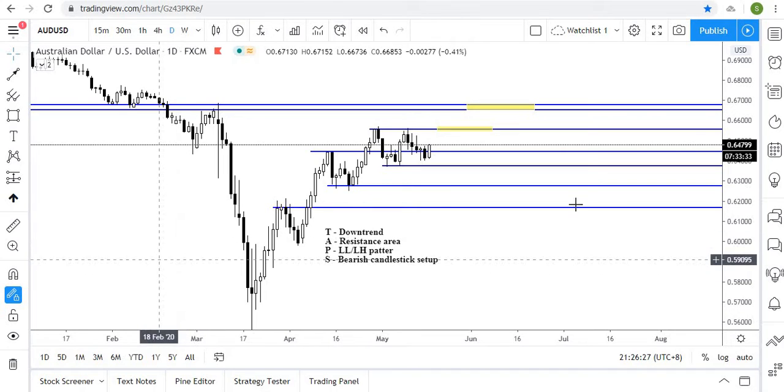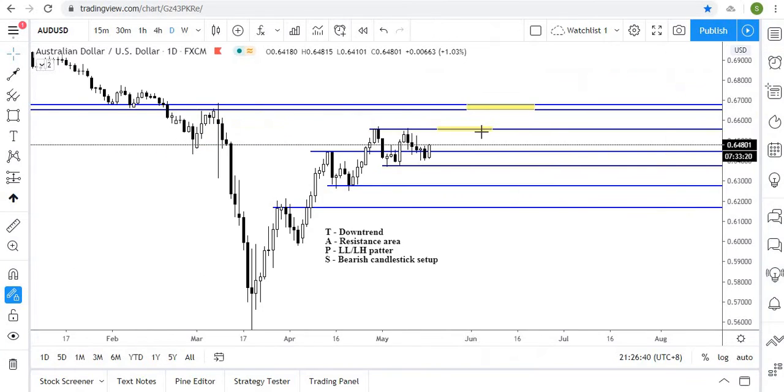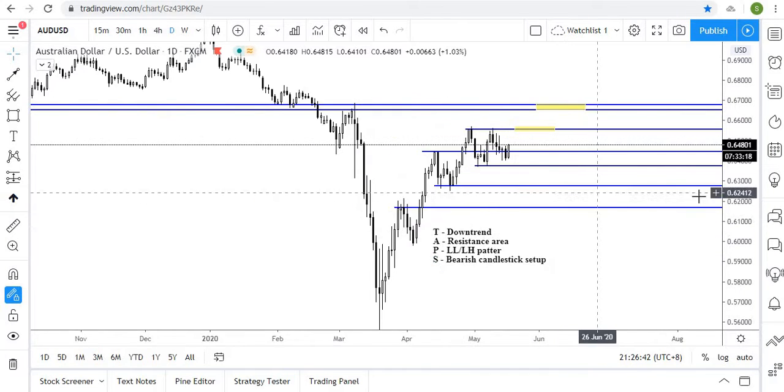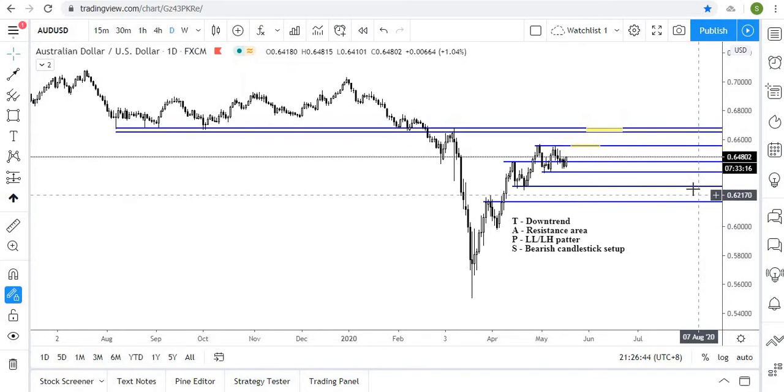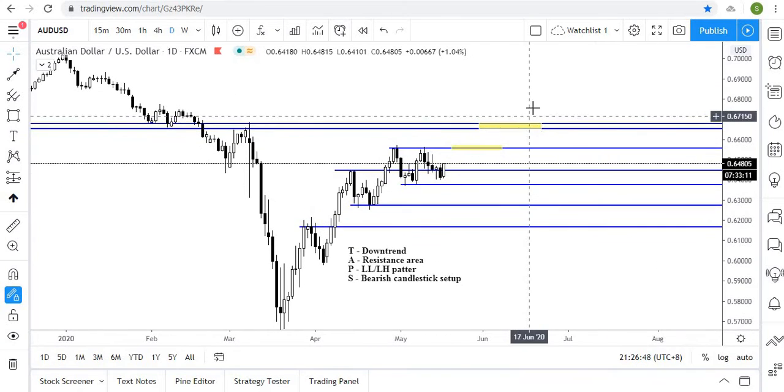Hello everyone, today I would like to share with you 5 pair analysis which comprise of AUDUSD, EURGBP, EURUSD, USDCAD and USDJPY. So we start with AUDUSD first.